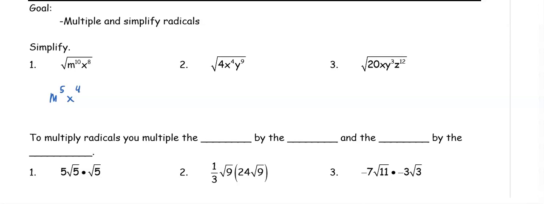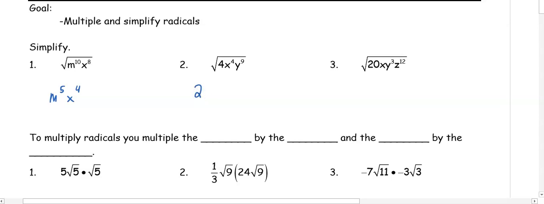In number 2, we also have a number underneath. So we have the square root of 4x to the 4th, y to the 9th. So we're going to look at each term individually. So 4 is a perfect square, so we know the square root of 4 is 2. There's nothing left under the radical.